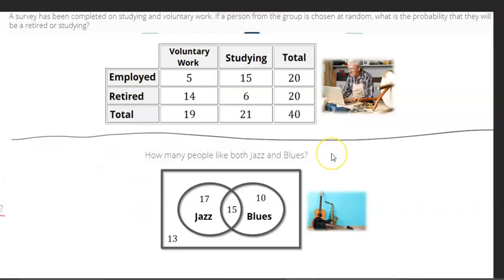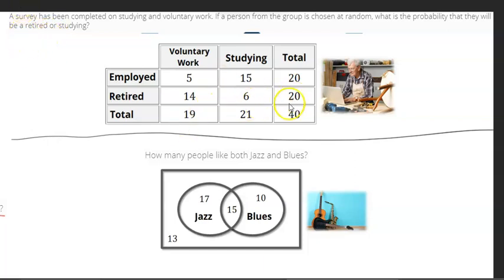The next question is saying that a survey has been conducted on studying and voluntary work. If a person from the group is chosen at random, what is the probability that they will be a retired or studying? Grammatically, that does not make sense. I think it should say that they will be retired or studying. Let's have a look at this question.